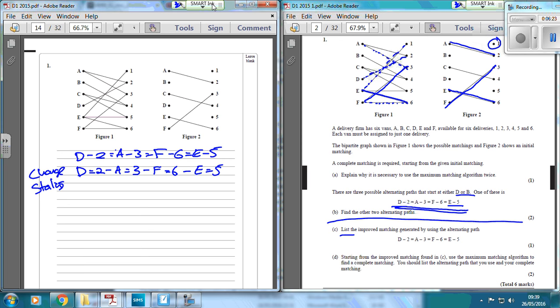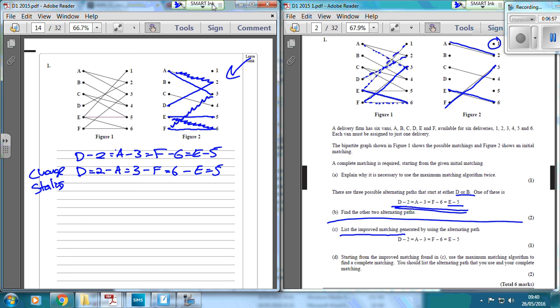And we've got to list the improved matching. Don't just change the status, we've now got to list the matching. So this was our initial matching, and now what we've done is we've got D matching to 2. We've got A matching to 3, so that one's no longer there. We've got F matching to 6, so therefore F and 3 aren't matching anymore. And then E's matching to 5, so that's not matching anymore.